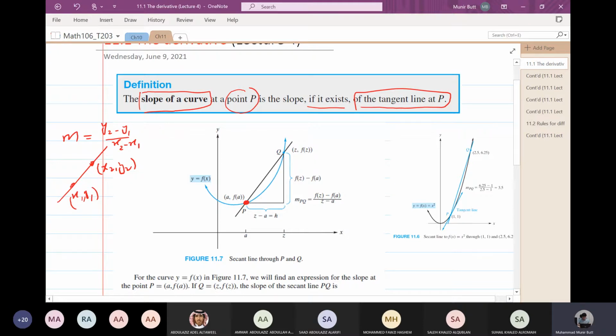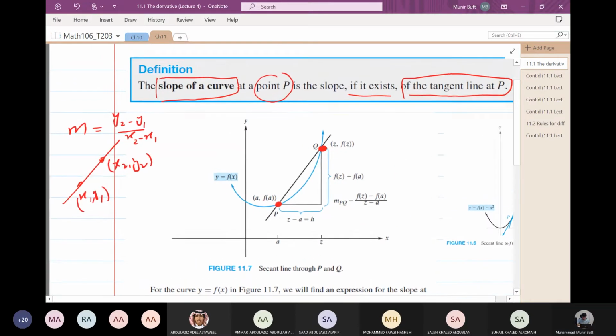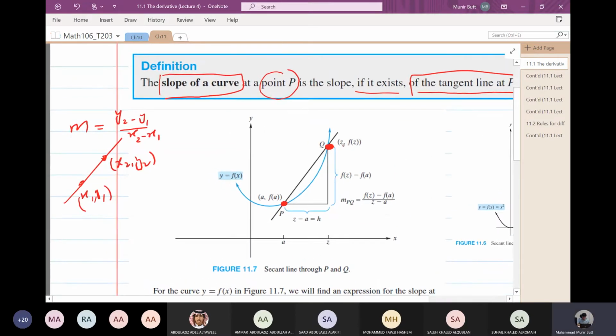Okay, so let us start the story. For example, this is the point P and there is another point Q here. The point coordinates are A and f(A) for one, and Z and f(Z) for the other. So f(Z) will be this vertical length and f(A) will be this vertical length, and A is this horizontal length and Z is this horizontal length. So these are the coordinates of the points P and Q.